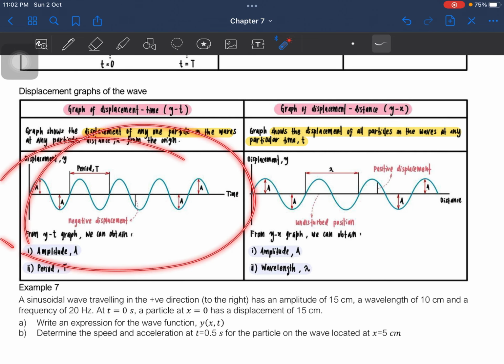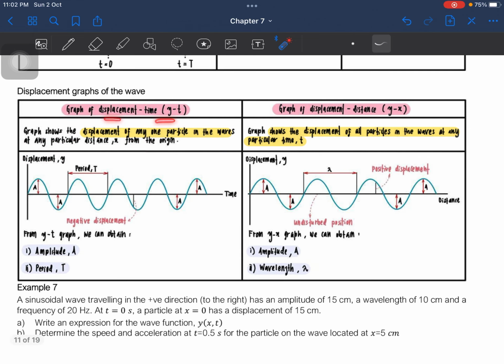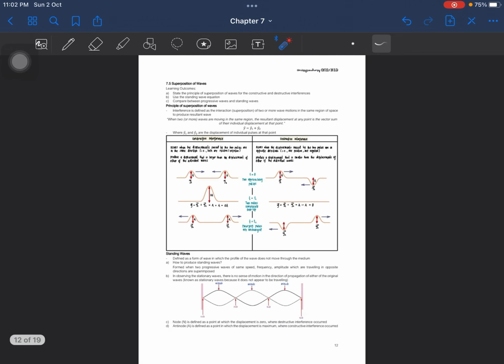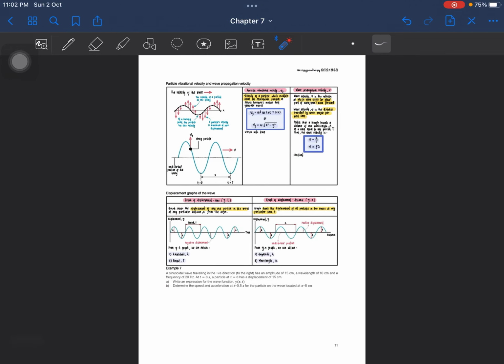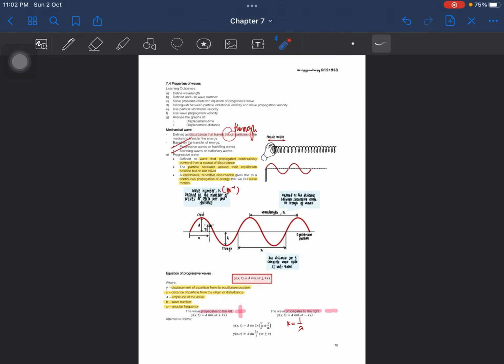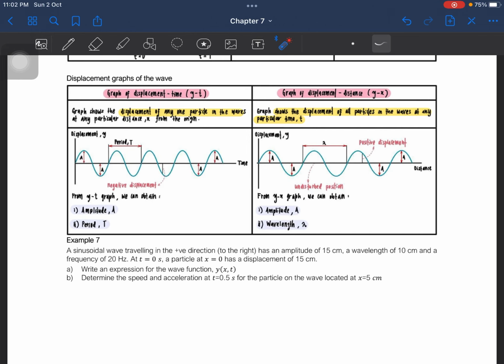So this is an example, displacement against time graph. From this graph, kalau kamu dapat graph displacement against time, kamu boleh cari amplitude dengan period. Kalau graph tu displacement against distance, kamu just boleh cari amplitude and wavelength. So period tu tidak boleh carilah. Okay, kamu tengok the difference is this two part here. Alright, so that is the theory part for 7.4.